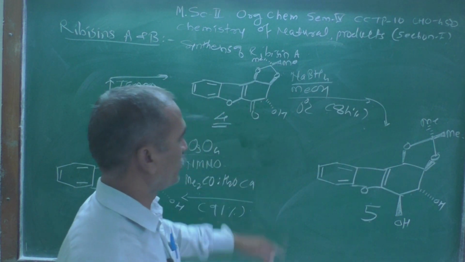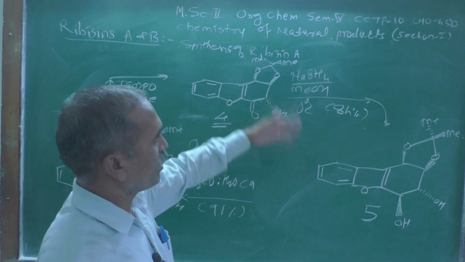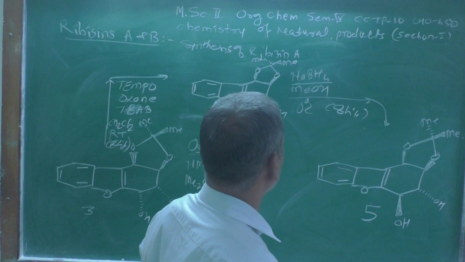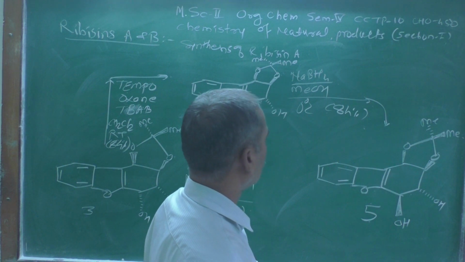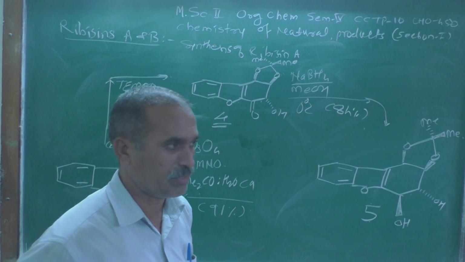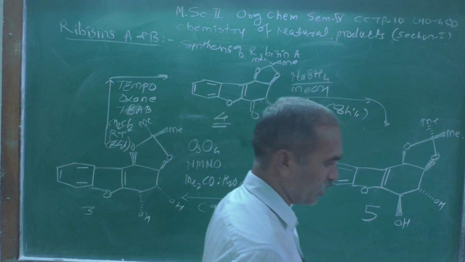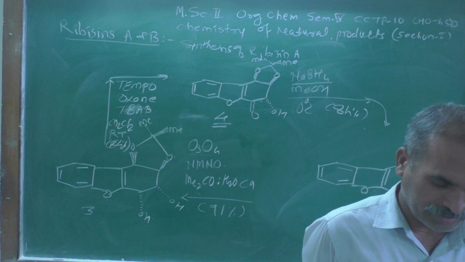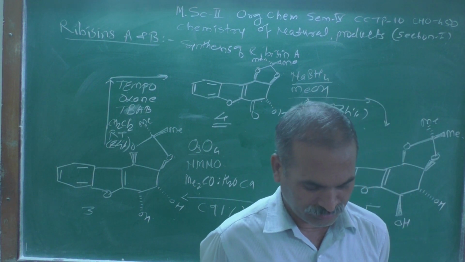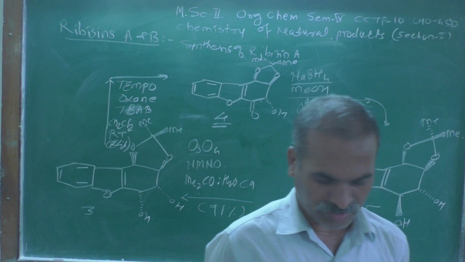Look at here only. By adding sodium borohydride in methanol, which acts as a solvent in this case, stored at 0 degrees centigrade, a high yield, near about 84% overall, is obtained, and we got product 5 in a very high yield.